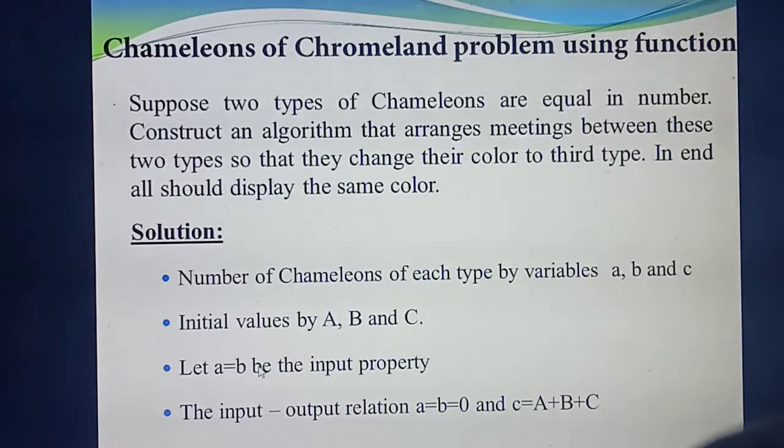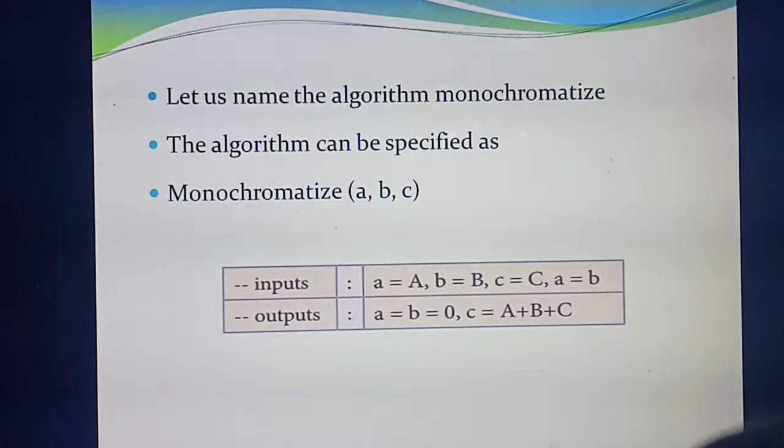If they are equal in number, what output do you need to get at last? All should be displayed in the same color. So A equal to B equal to 0. Equal in number means at last you will get capital letter A plus B plus C. You are going to add all the three types of Chamberlains. Understood?